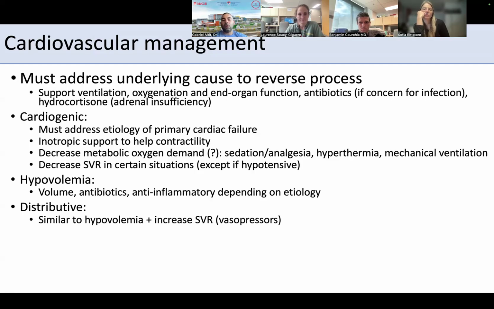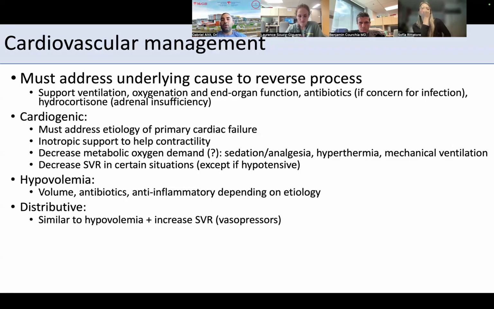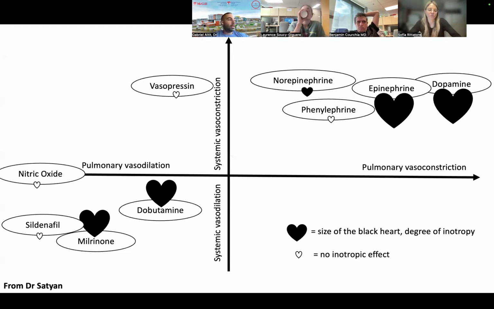More and more, we tend to also consider right away vasopressin, depending on the picture of the patient. Like for example, the kid who's already very tachycardic, you may want to avoid putting an agent that may have some effect on the heart rate. Obstructive, you want to drain if it's something you can address. Tension pneumo, tamponade, pleural effusion. That's it. So these are the drugs.